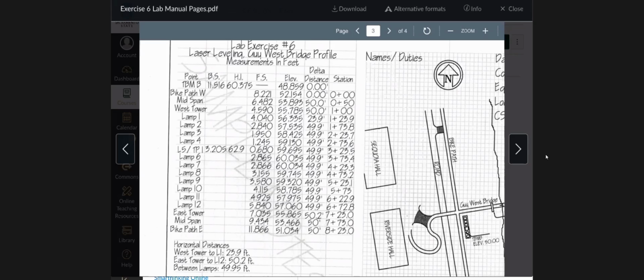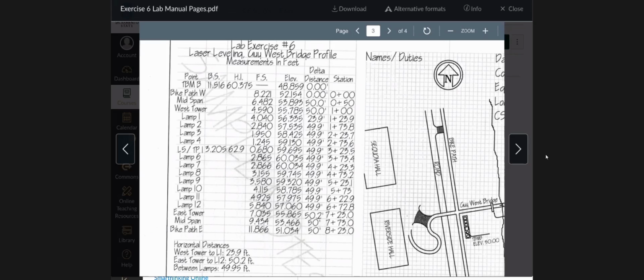Bike path west is the beginning of the bridge. Midspan is halfway between the beginning and the tower. And then there's the lights. You'll see here down at light 5, it says turning point 1. This sample assumes 2 instrument setups.